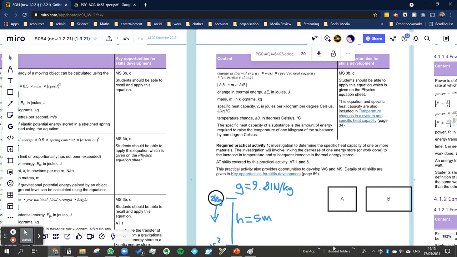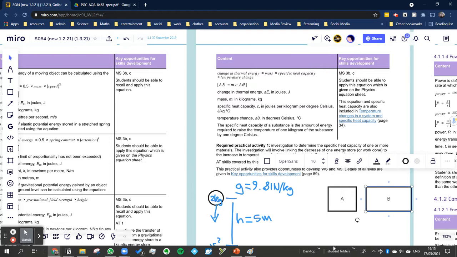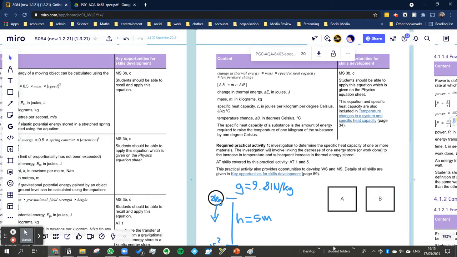Now, sometimes even if it's the same size, same mass, like this now, it might still not take the same amount of energy to heat it up to the same temperature change, because they might have different specific heat capacities.